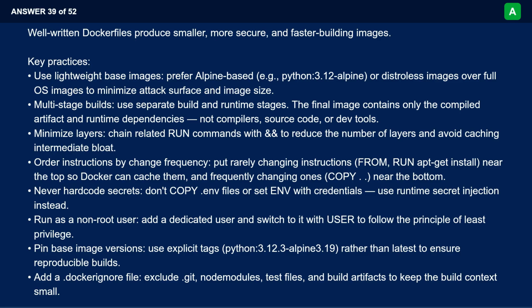Run as a non-root user. Add a dedicated user and switch to it with USER to follow the principle of least privilege. Pin base image versions. Use explicit tags, python:3.12.3-alpine3.19, rather than latest to ensure reproducible builds. Add a .dockerignore file. Exclude .git, node_modules, test files, and build artifacts to keep the build context small.